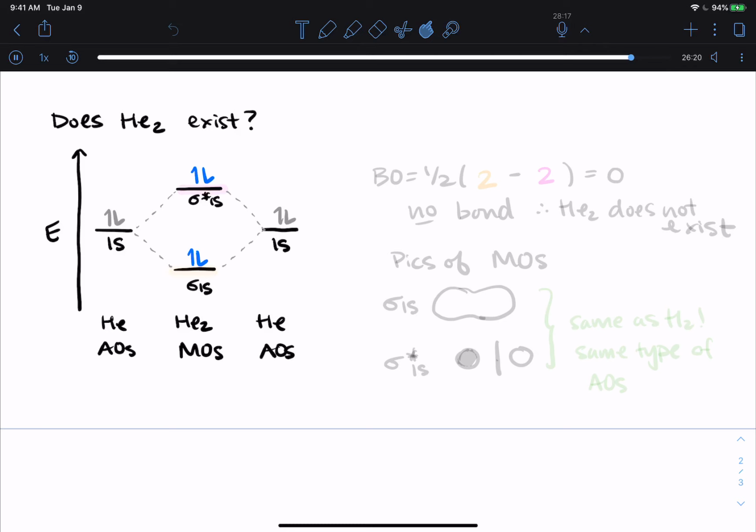Okay, so let's get my highlights going. This was my anti-bonding, and what did I use? Orange for bonding. Let's calculate the bond order, which is 1/2 of my bonding electrons, of which there are 2, minus my anti-bonding electrons, of which there are also 2. So a bond order of 0. So this is telling me no bond. Therefore, He2 does not exist.